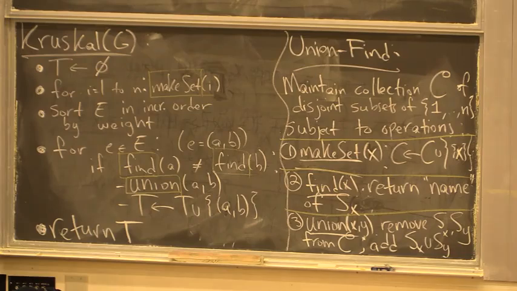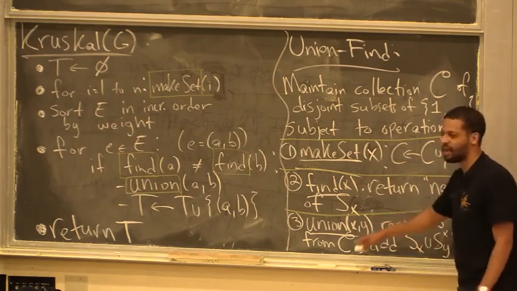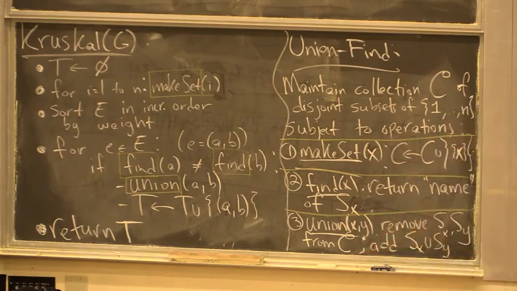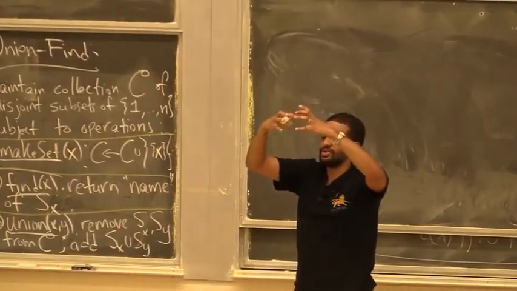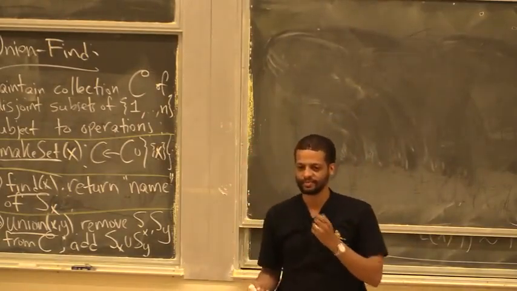And what union does is, if you union two elements x and y, there's the set that contains x, and there's the set that contains y. It drops both of them from C, and it adds to C the set with the union of those two sets. So for example, if there's the connected component that contains x and the one that contains y in Kruskal, when you do a union, you've merged those two into the union connected component, because you took an edge that connected these components together.